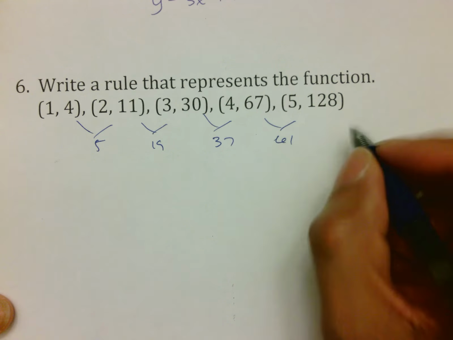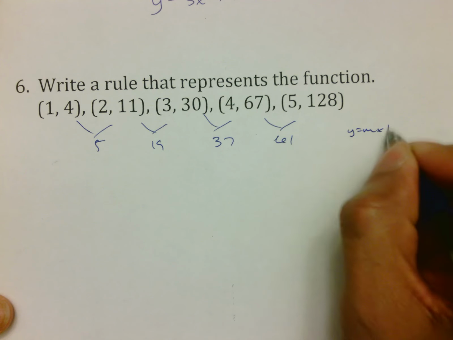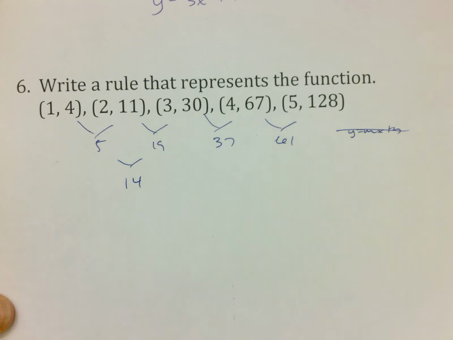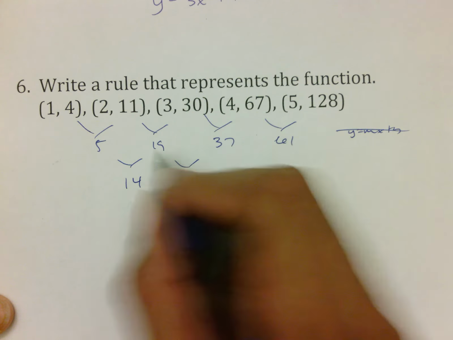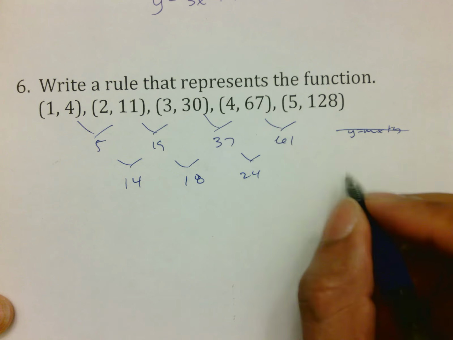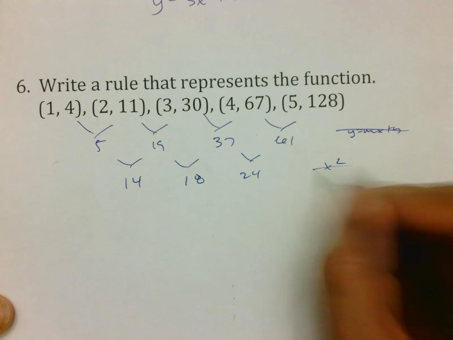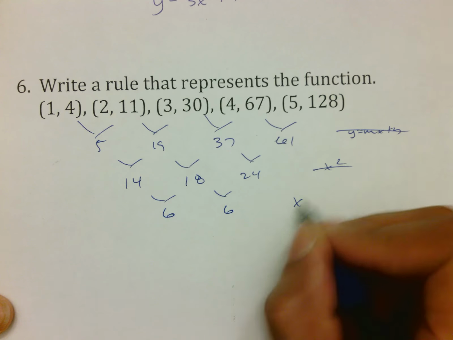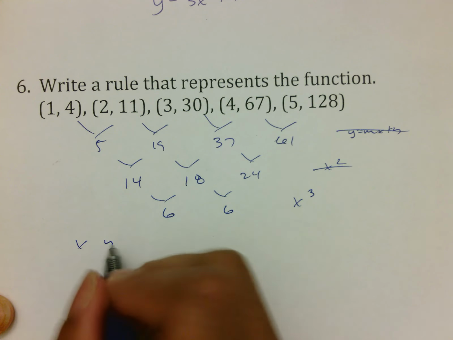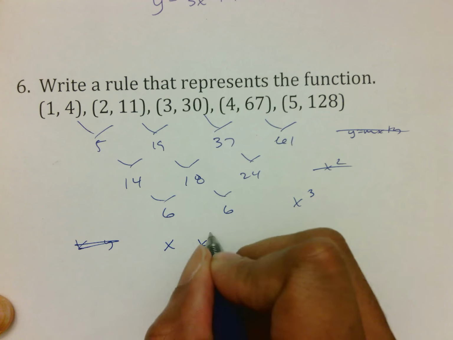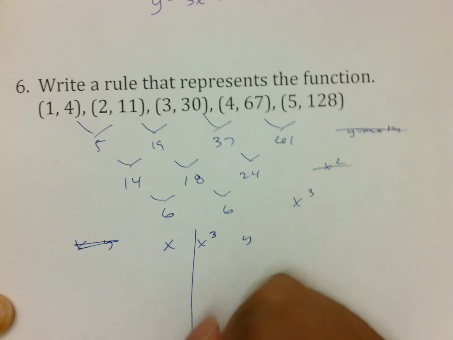So the first check means there is no y equals mx plus b, can't use it. Now you check here, you get 14 for that one. You get 18 for that one. And 24 for this one, so that means x squared is out. Check this last part, that is 6, that is also 6, which means that x to the third is it, which means we need a table with x, x to the third, and y.